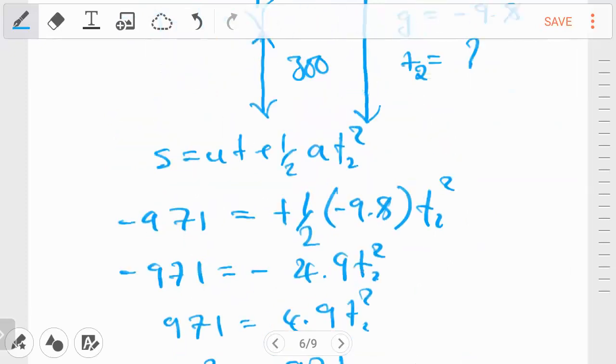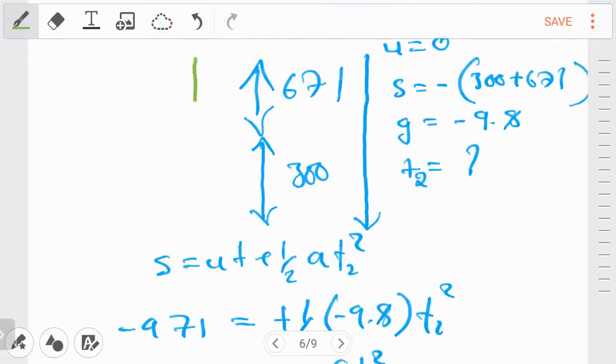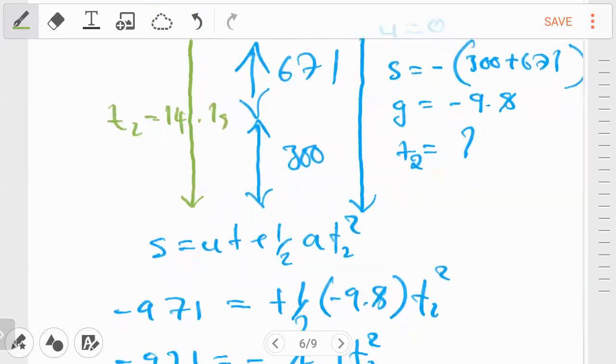So this is the total time it takes to come down, covering this full length. It first covers the 671 meters coming down, then that extra 300 to fall down to the valley. The time it takes, T2, is 14.1 seconds.